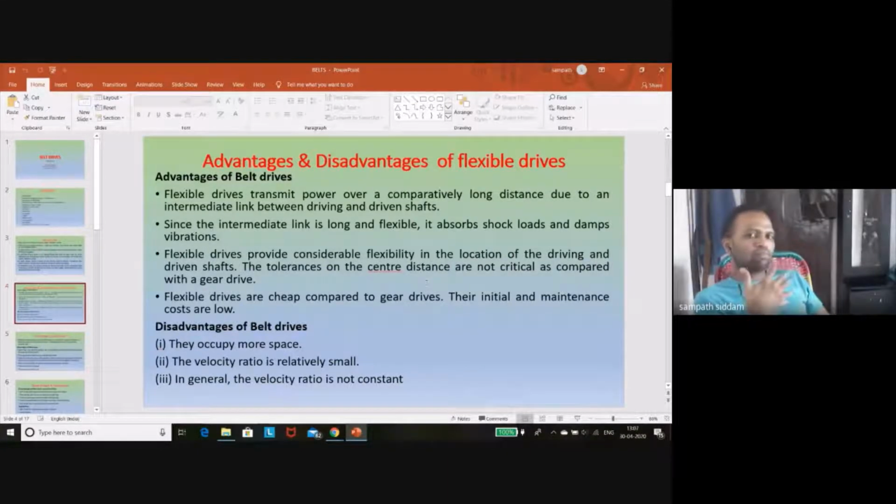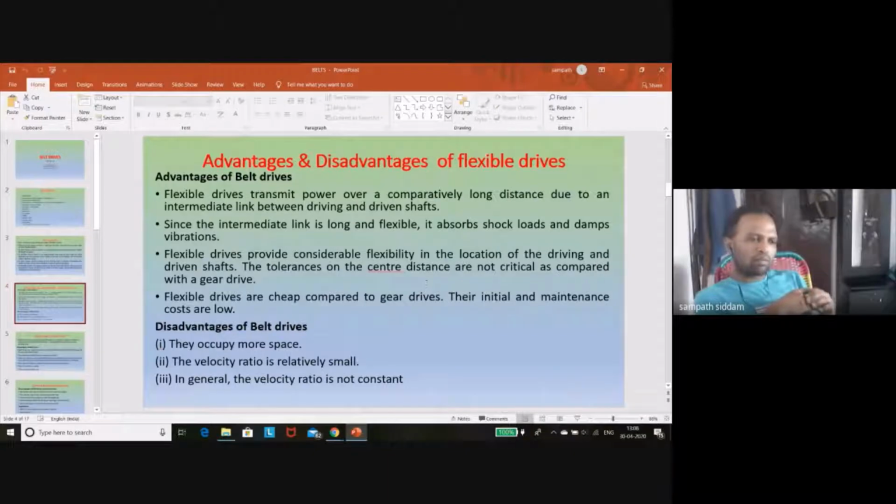So with flexible drives, the location of your driving and driven shafts, with the tolerance of your center distance, is not so critical. But it is critical in the case of gear drives, because a variation of the center distance gives a variation in flexibility, or power transmission, or efficiency, any of the parameters. That's not the case with belt drives.